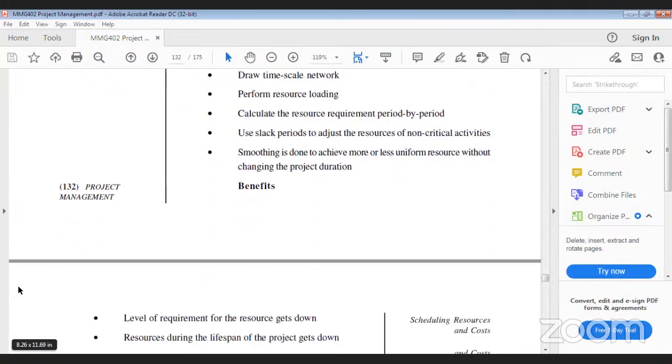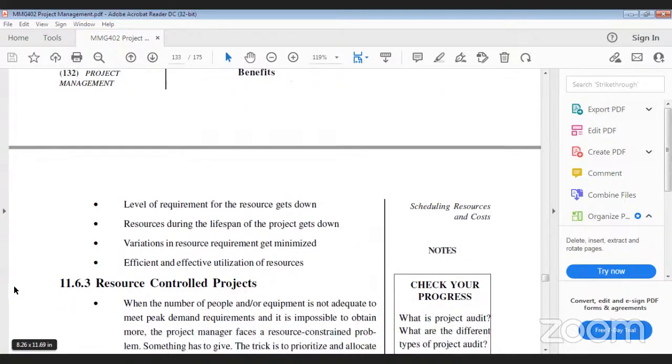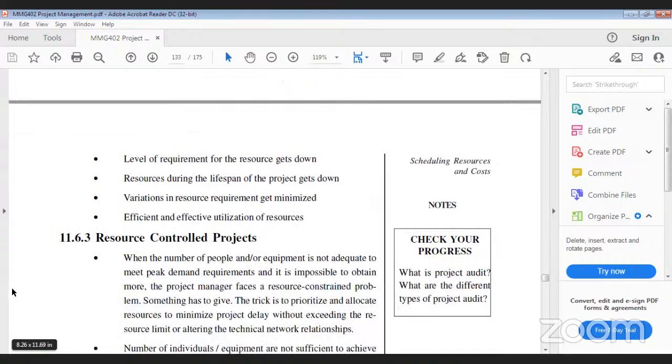There are some benefits of it, and there are four benefits. Level of requirement for the resources gets down. Second is resources during the lifespan of the project get down. Then variation in resource requirements gets minimized and efficient and effective utilization of resources. So these are the four benefits of this one.